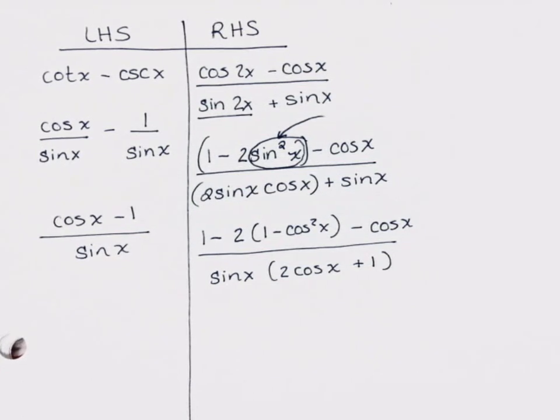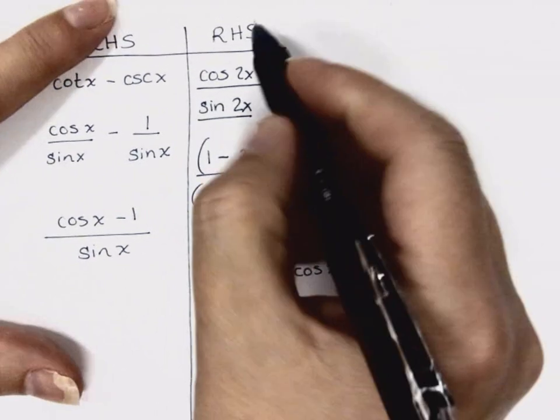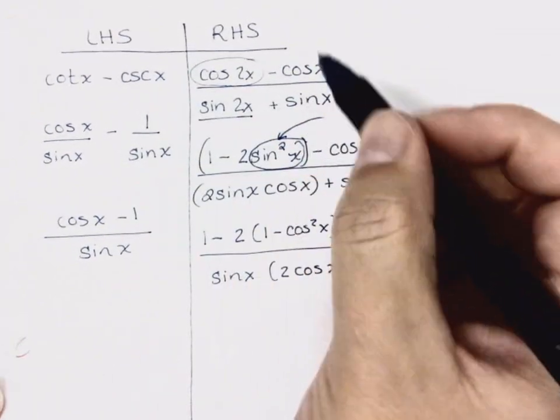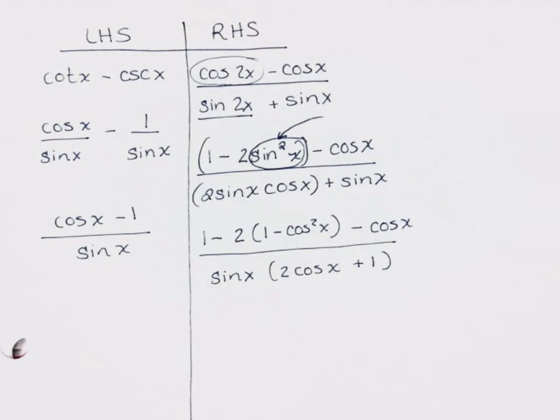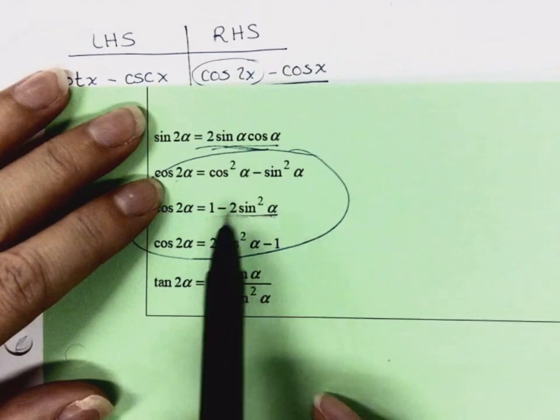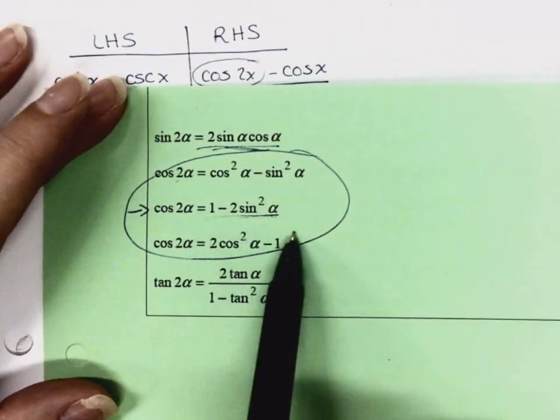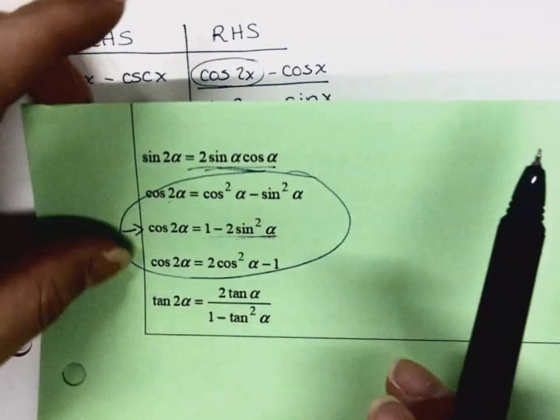Everybody with me so far? I'm trying to go slow, but where did the 1 minus 2 thing come from? That was the identity we picked, so we picked this identity here to substitute in. We picked option 2.